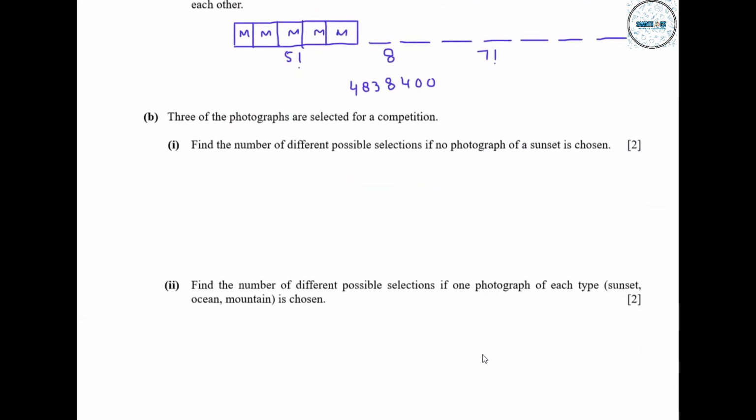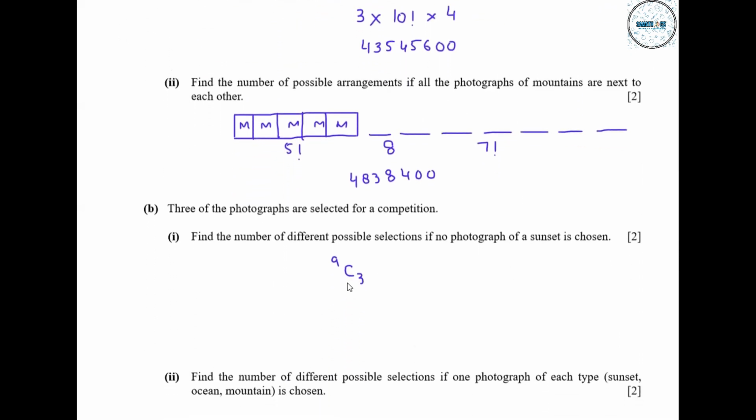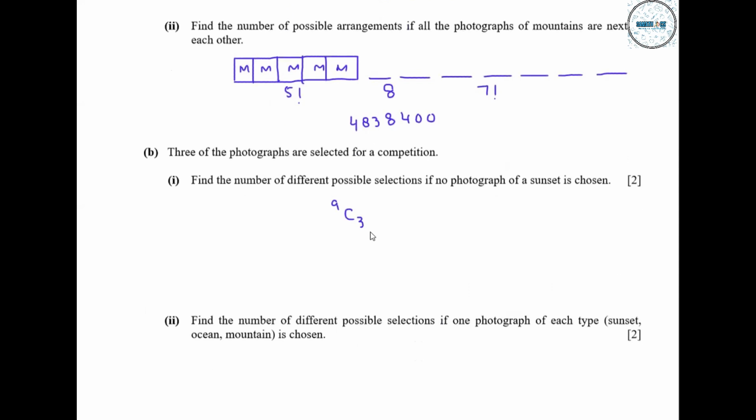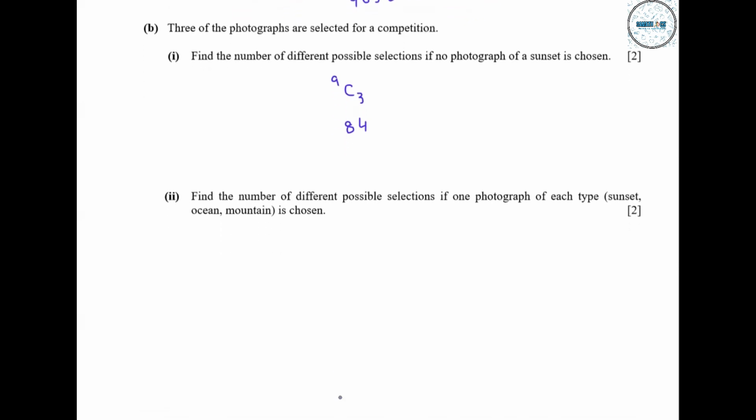Now we have 3 of the photographs selected for a competition. Find the number of possible selections if no photograph of a sunset is chosen. So it means that 3 photographs are to be selected from 9 photographs, because no photograph of a sunset is to be chosen. So from 12, we have to subtract 3 photographs of sunset. So remaining are 9. Out of 9, we have to select 3. So 9C3 is 84.